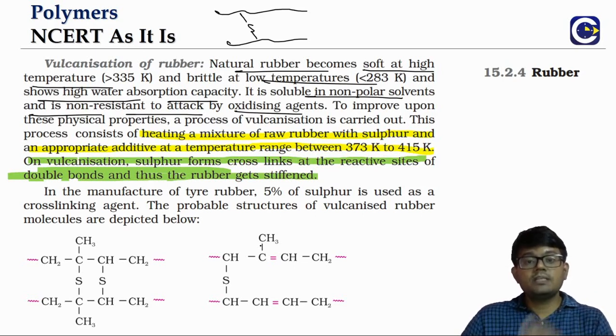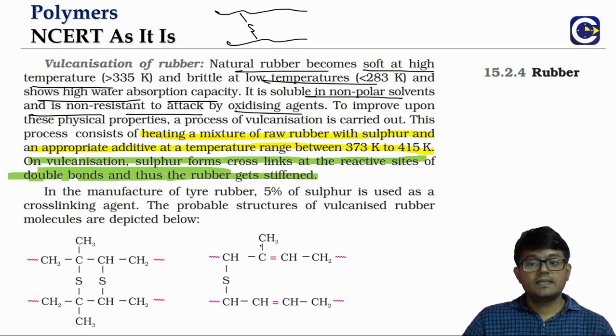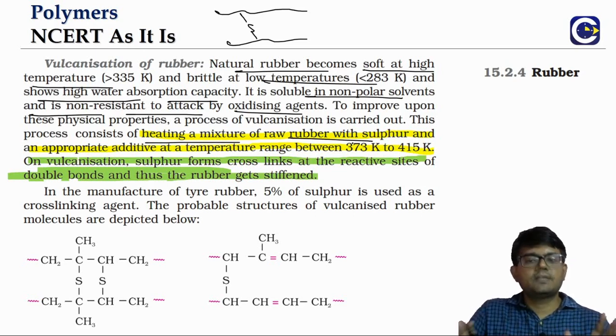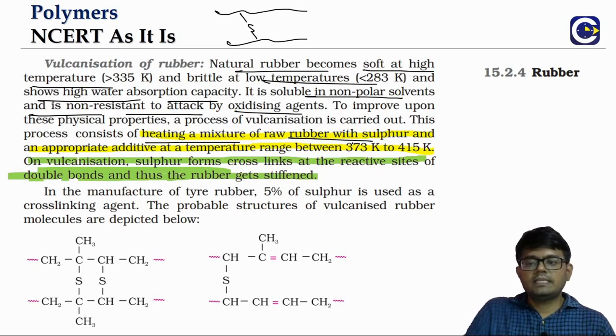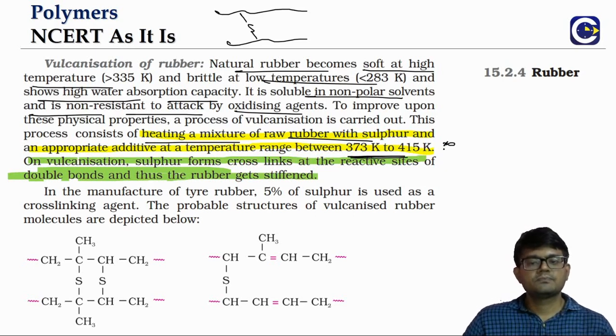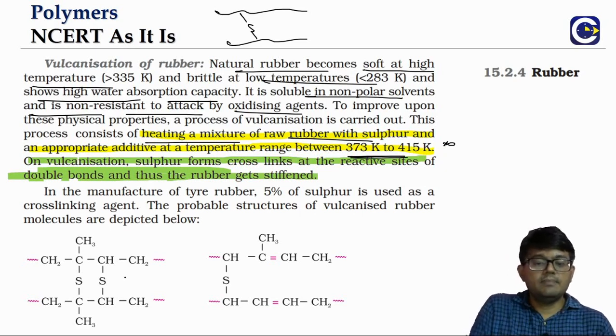We can improve on these physical characteristics by the process of vulcanization. Vulcanization is a very simple idea. What is it? Heating a mixture of raw rubber and sulfur, that's it, with appropriate additives. We will not get questions asking about the temperature, but the temperature is 373 to 415 Kelvin. Then there will be sulfur cross-linking.